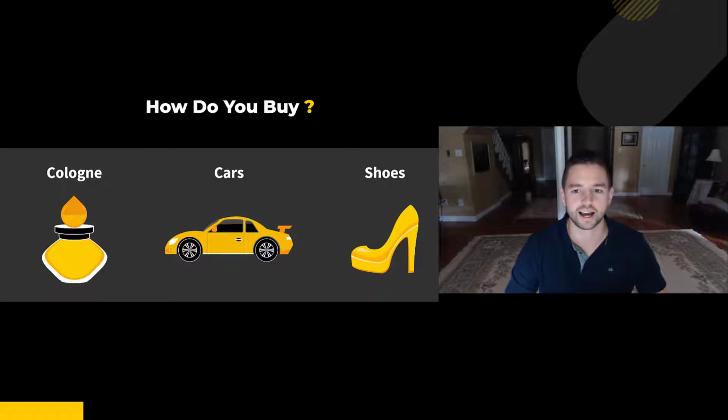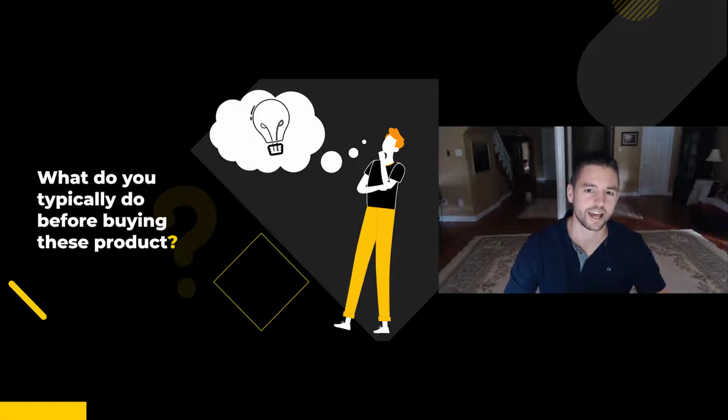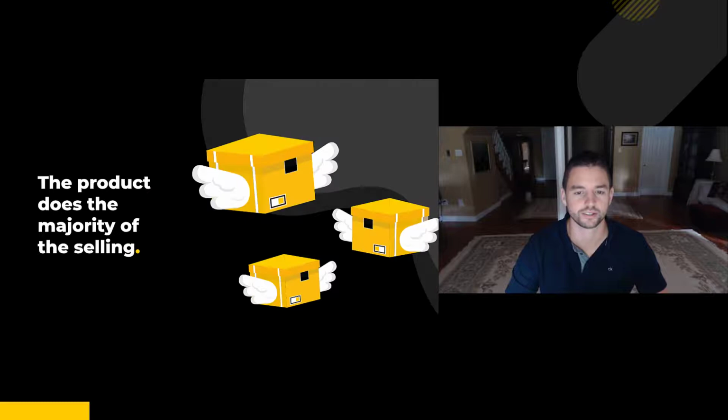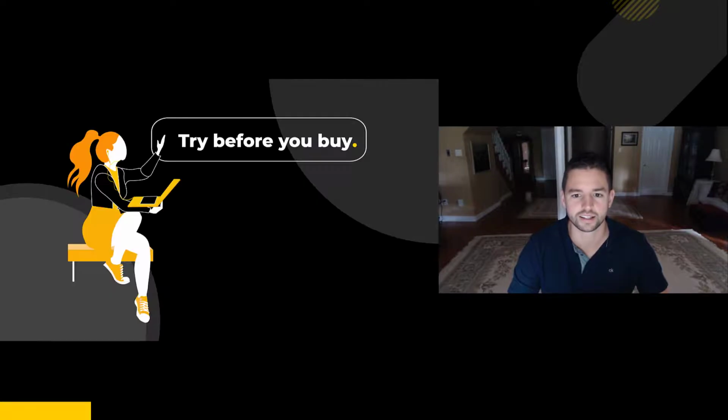Think about how you buy each of these products, whether it's cologne, cars, shoes. What do they all have in common? And what do you typically do before buying these products? Think about it. What do you do before buying these products? Now, in each of these examples, they're letting the product actually do the majority of the selling. And they let you try before they buy.